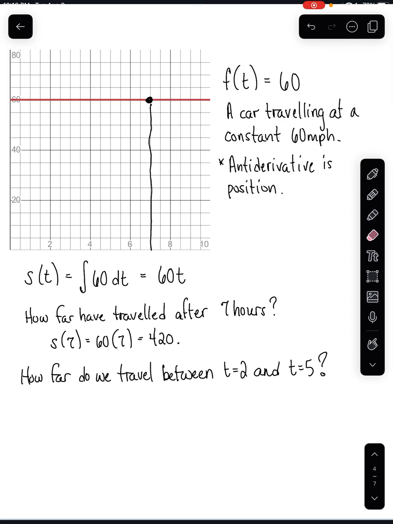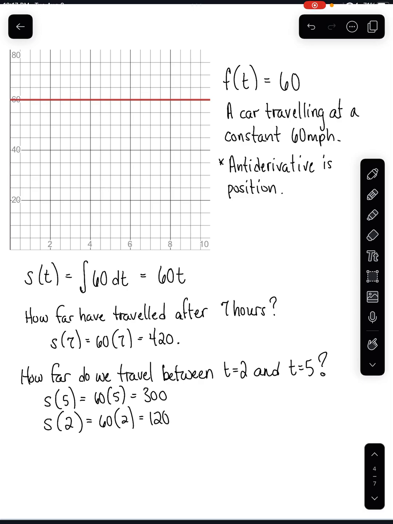Now, the interesting thing is, though, that if I try to do just straight out s of 5, I don't get the right value. I get 300. And if I try to just do s of 2, I again don't get the right value. I get 120. However, it's easy to see that the proper amount of distance traveled in that time period is simply the difference between these.